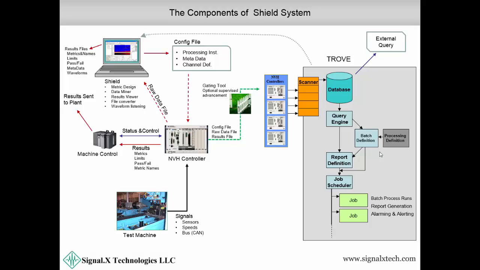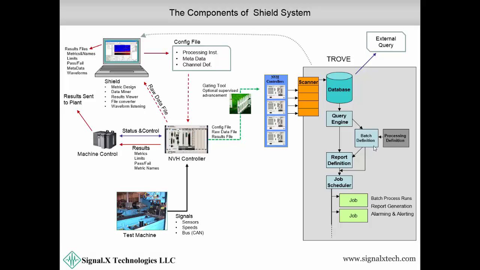You can go back, say, grab the last 10,000 data files, run a batch job on them with a brand new metric definition, and see what production might have looked like for those 10,000 files had you had your metric in place. From that statistic, maybe predict what the future pass-fail rate will be when you take that new metric live over in the NVH controller.